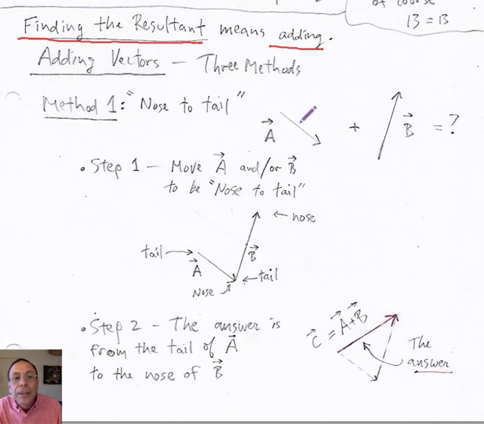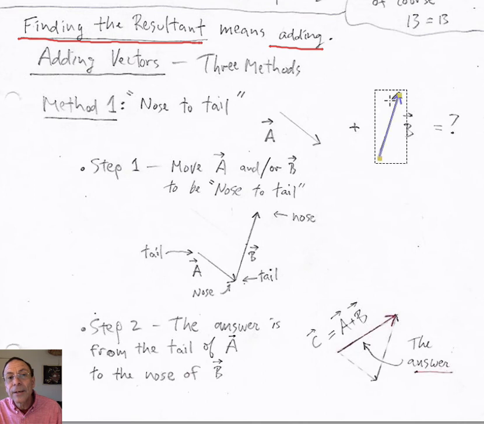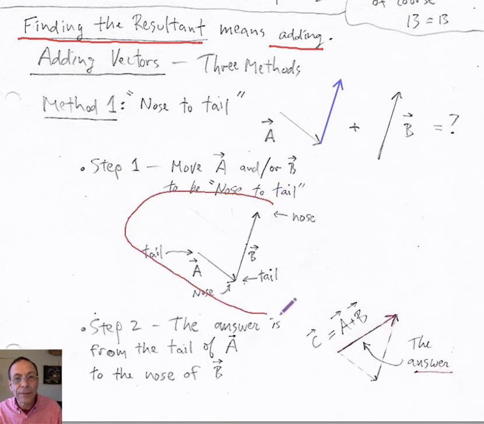So here we have a vector A and a vector B. And we're going to arrange them so that they are nose to tail. So let's see, actually I can show you what I mean. If I draw vector B here like this, and I move it so that its tail is on the nose of A. There. Okay, now what you end up with is basically this arrangement, right? You've got the two vectors on each other.